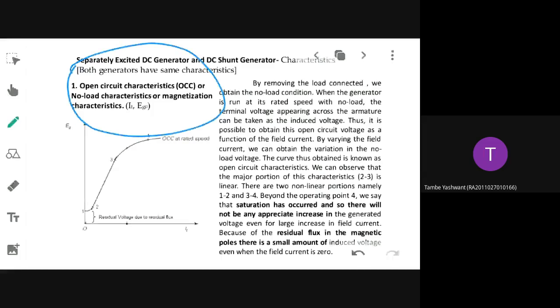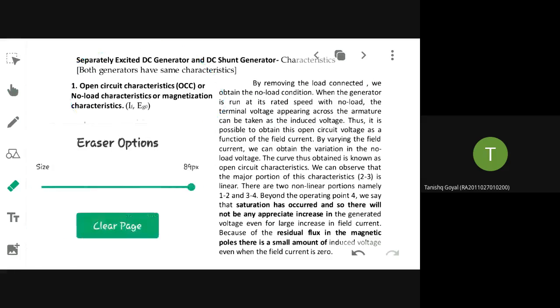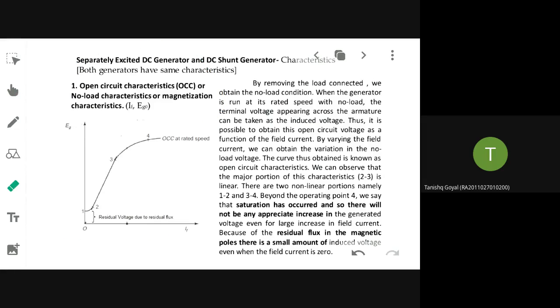What are the characteristics? No load. Open circuit characteristics, otherwise called no load characteristics and magnetization characteristics. As I have already told you, it will be drawn between the field current IF and the open circuit voltage. Now, as you can see, how does the characteristic nature vary? And this testing will be conducted with load or without load.